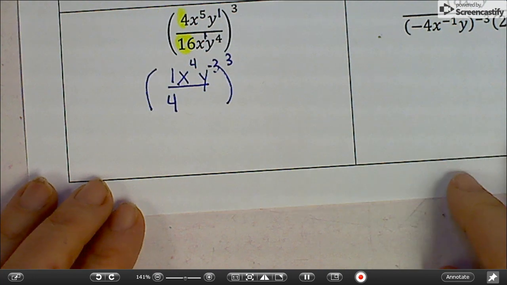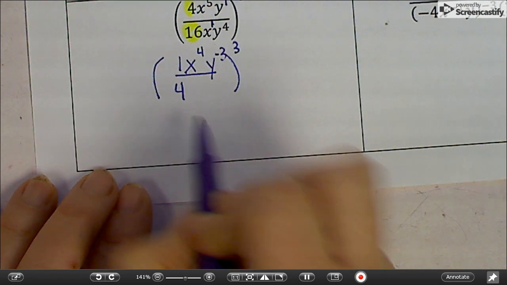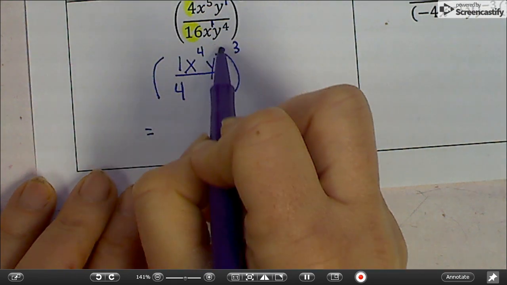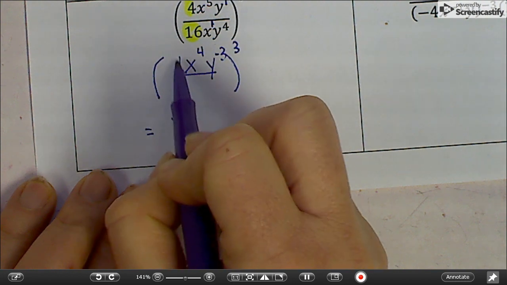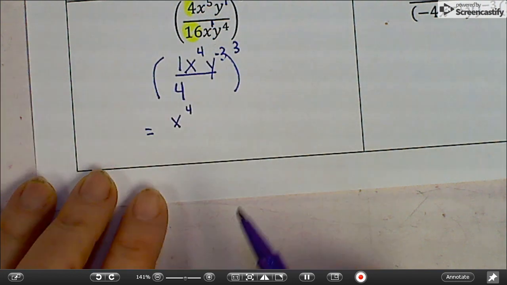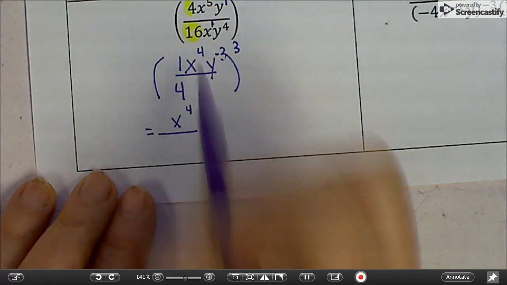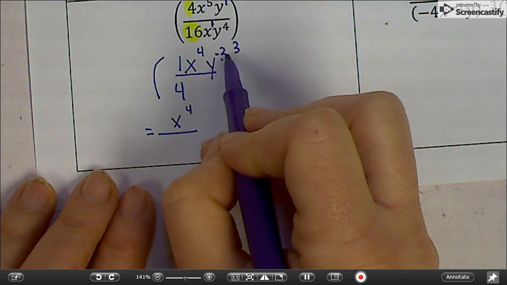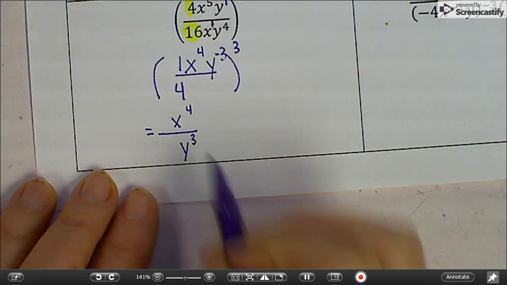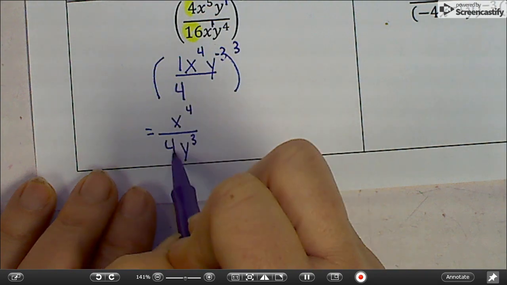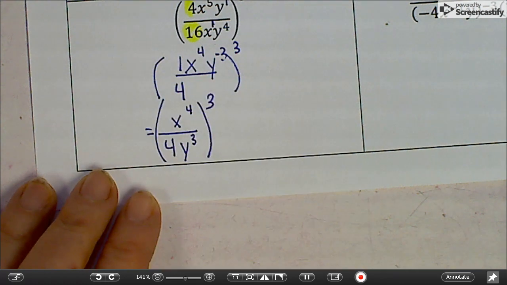All right, so now we're going to look at this a little bit more carefully. I'm going to move this to the bottom because it was in the wrong place. So the 1 stays because it has a positive exponent, but I'm not going to write it because it's a 1. The x to the 4th stays on top because it has a positive exponent. The y moves to the bottom because its exponent was negative. And the 4 has a positive exponent, so it stays on the bottom. And this whole thing to the 3rd power.